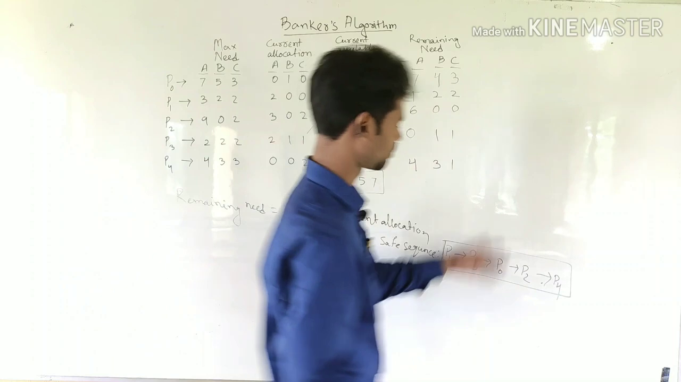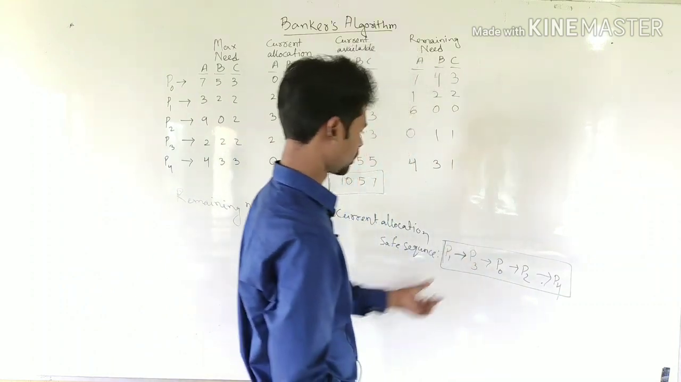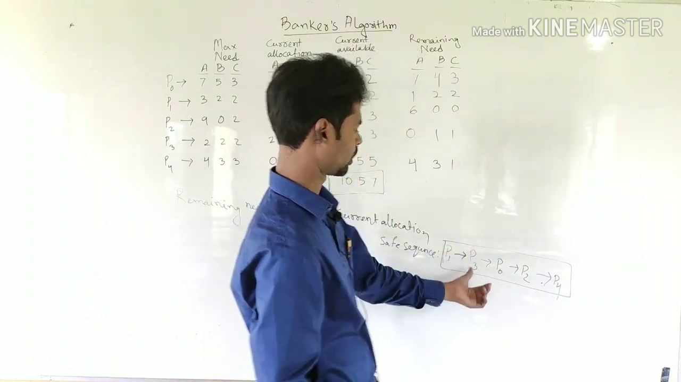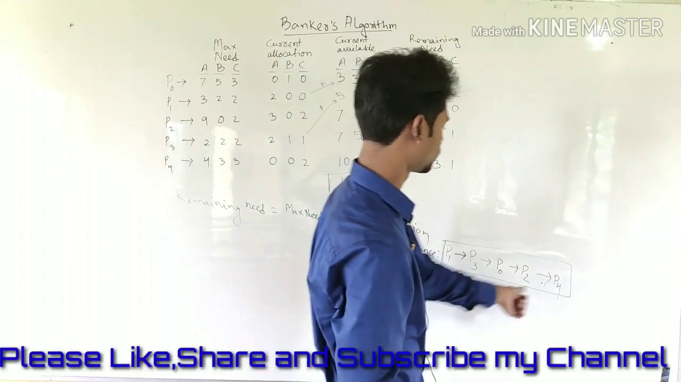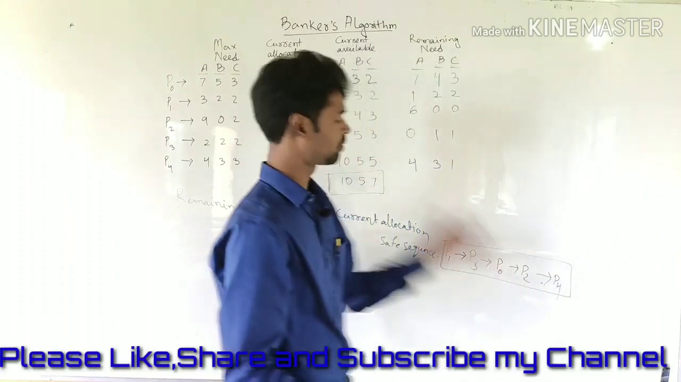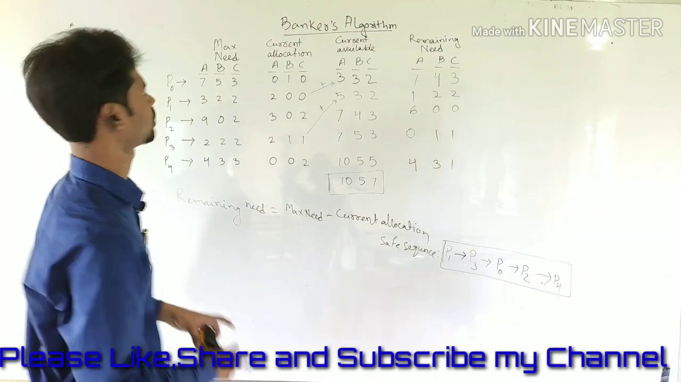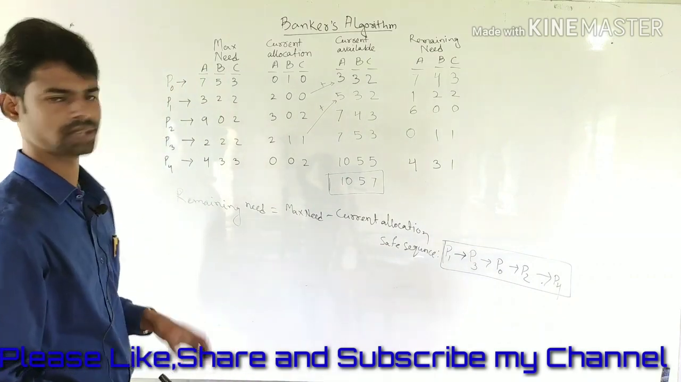This safe sequence may be changed because we have already seen that after P1 and P3, P0, P2, P4 can be executed in any sequence. So, this is all about Banker's algorithm.